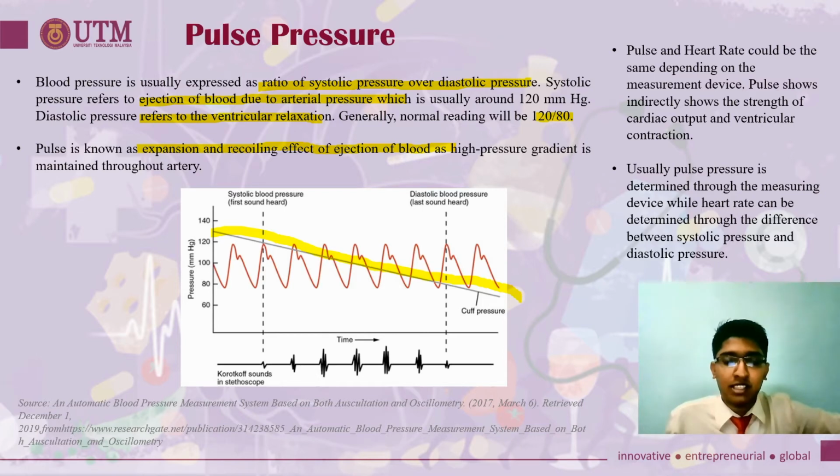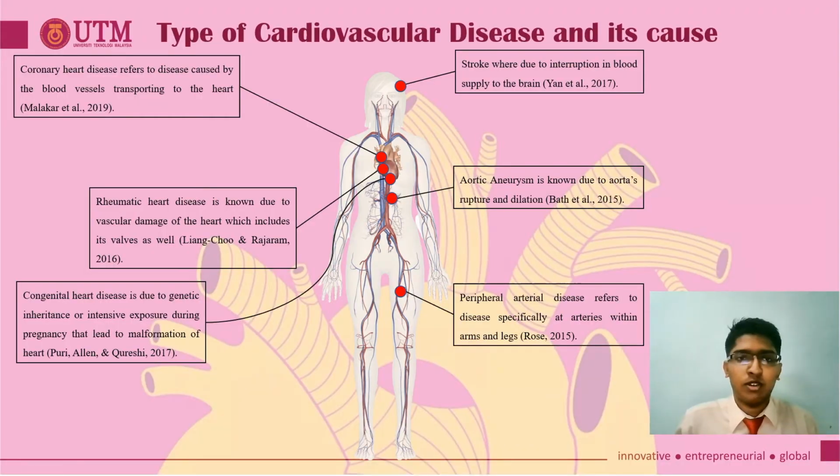And pulse and heart rate are not the same. Meanwhile, it depends on the type of measuring device that is going to be used. Pulse shows cardiac output and ventricular contraction, and heart rate could be estimated from the difference between systolic pressure and diastolic pressure as well.